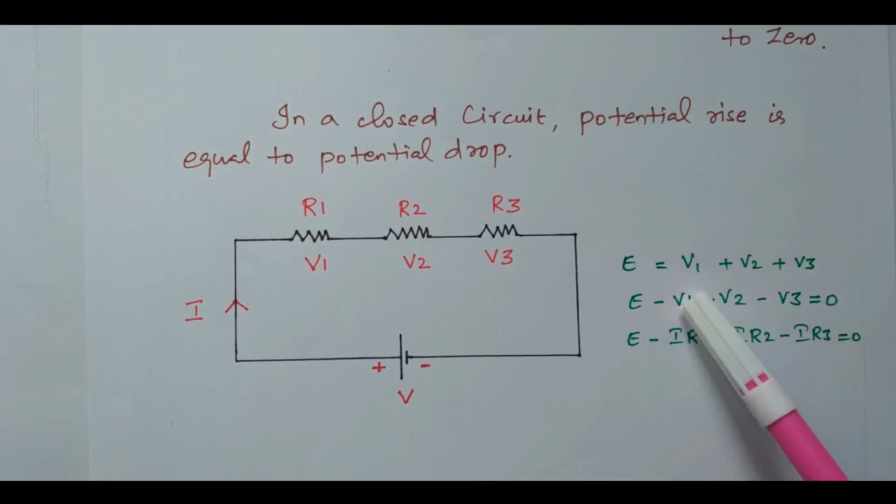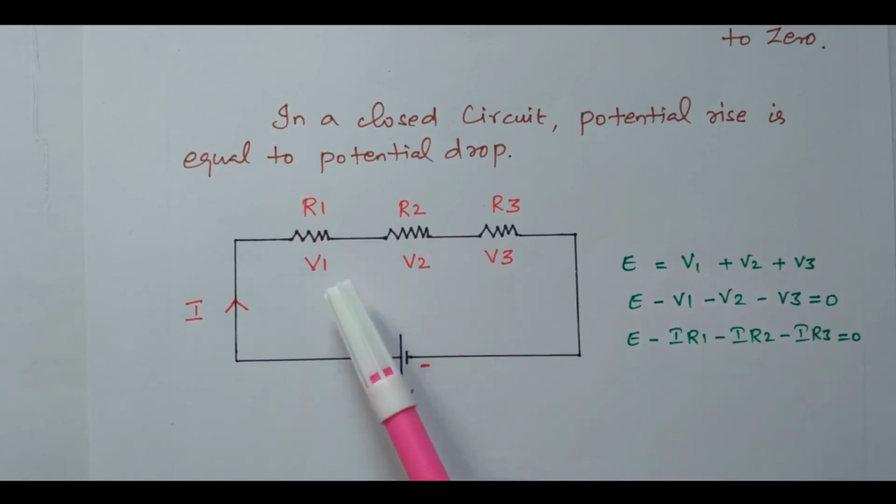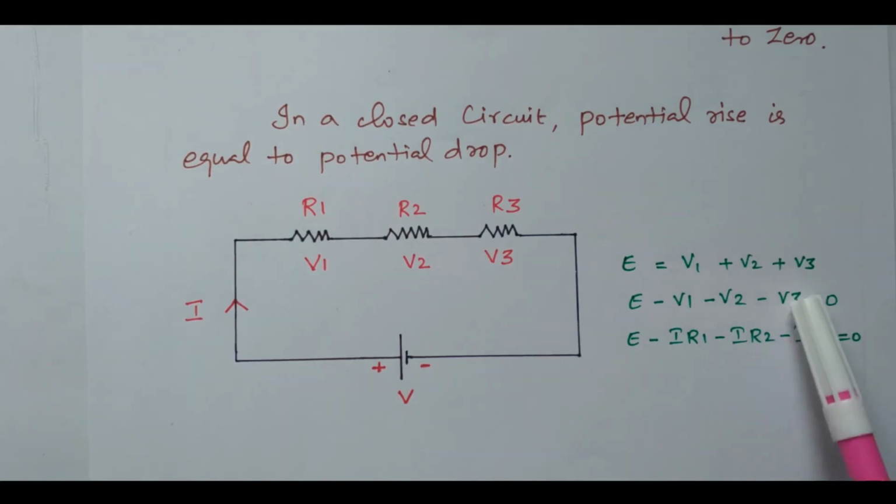So how will you find V1? V1 is nothing but the voltage across R1. So V equal to IR, the general formula. So V1 equal to I into R1, because I is common. The same current is flowing through all the resistors. So V1 can be written as I into R1, V2 can be written as I into R2, V3 can be written as I into R3. So we can write the final equation: E minus IR1 minus IR2 minus IR3 equal to 0. So this is the final equation.